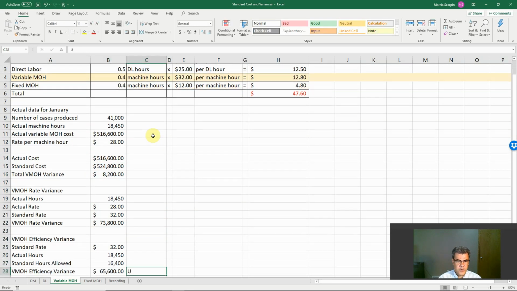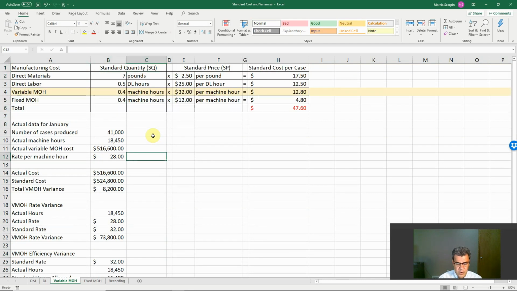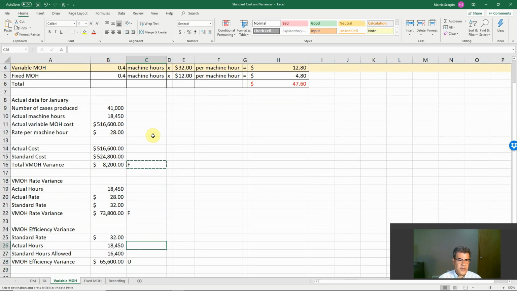Let's delete these ones here. How do we know if it's favorable? If our actual cost is greater than our standard cost, then we have unfavorable variance. Otherwise, we have favorable variance. So here, favorable. And we can copy and paste these numbers here as well.